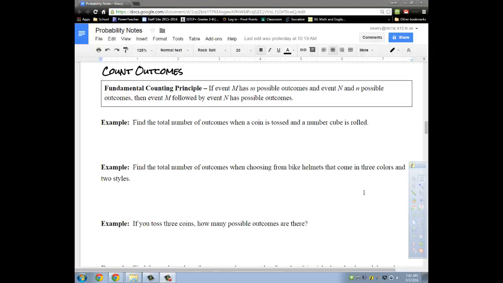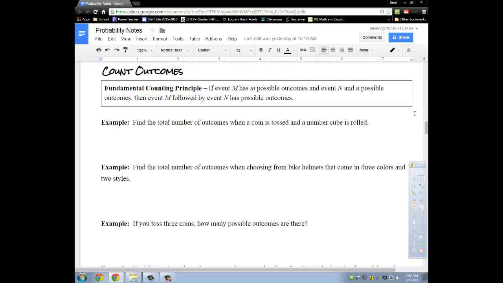Hey, so while I am gone, you're going to be doing notes over counting outcomes. You should have your notes packet out, open to counting outcomes, which is the second section in our notes. We're going to use something today called the fundamental counting principle, which is just a fancy name for multiplying your options together.